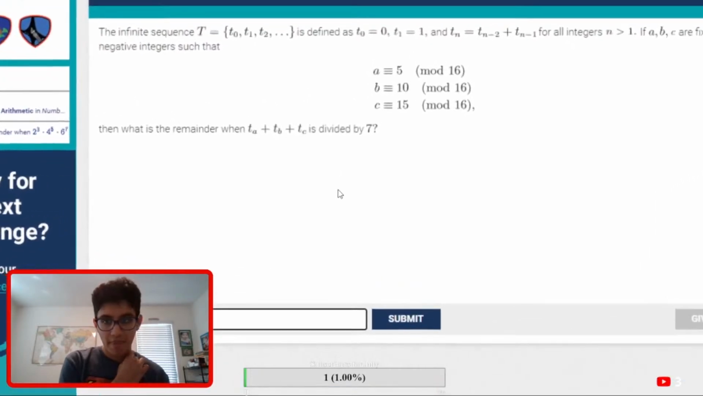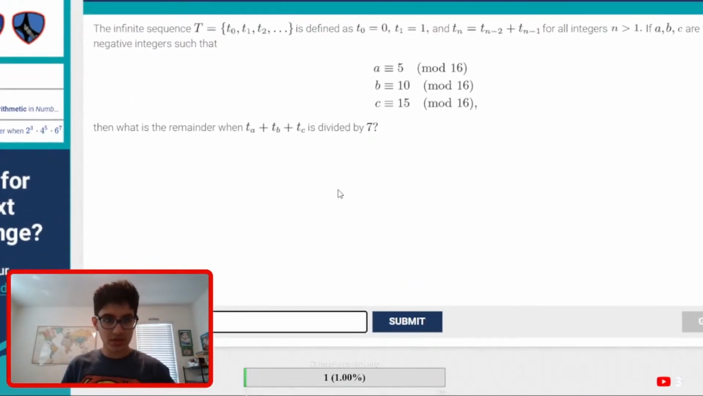Thanks to you. The infinite sequence T defined by this was T sub 0, T sub 1, T sub 2. It's defined 0, 1. It's the sum of the previous two. So it's basically the Fibonacci sequence, right? Or some adjusted version. Yeah, it is the Fibonacci sequence. 0, 1, 1, 2, and so on. If A, B, and C are fixed non-negative integers such that A is congruent to 5, B is congruent to 10, C is congruent to 15. What is the remainder when that's divided by 7?